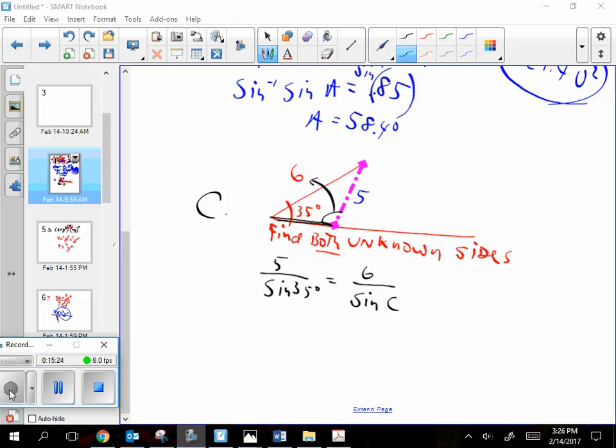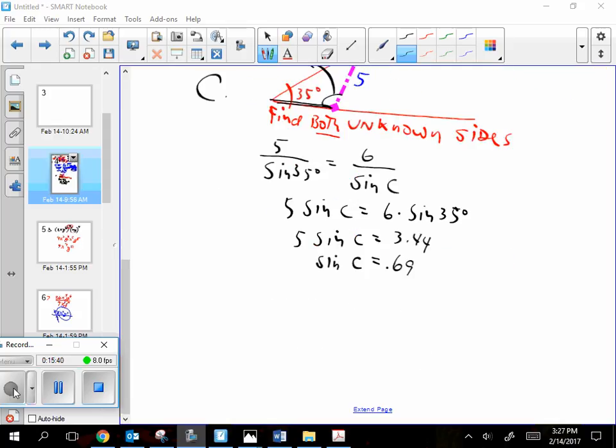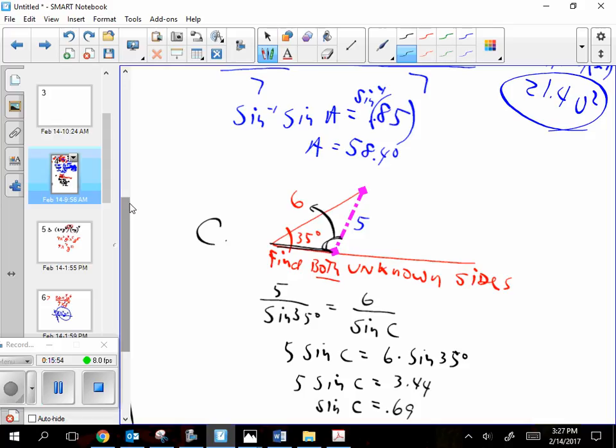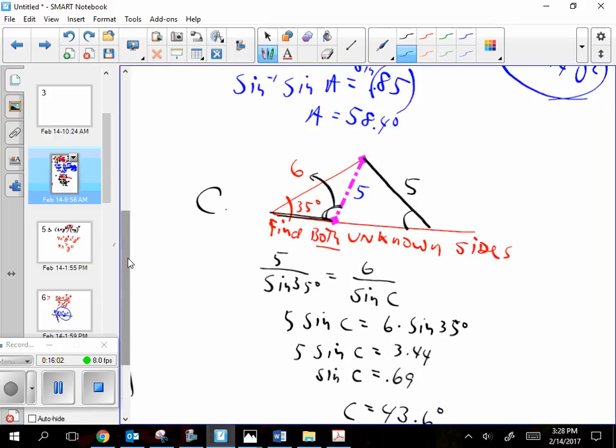So I'll do a little cross multiplying and solving. Okay, we got it up to here. Now I'm going to do 6 times sine 35, and I get 3.44. Now I'm going to divide both sides by 5, and I get sine of C is equal to 0.69. Now we do inverse sine on both sides, so the inverse sine of 0.69. So C is 43.6 degrees. Now, as I look at this, again, that does not look like a 43.6 degree angle to me. So that's over here. This one must be 43.6.